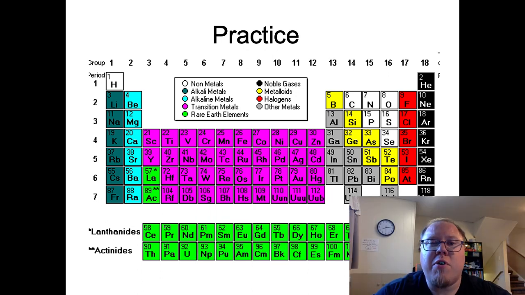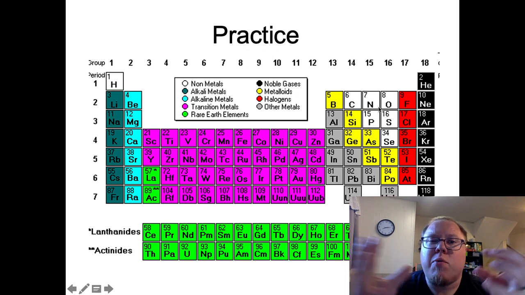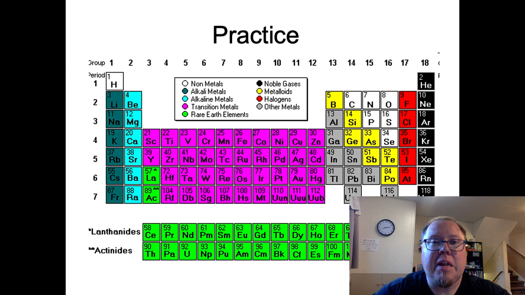Okay, out of sulfur and selenium, sulfur attracts electrons more because it has 3 energy levels, whereas selenium has 4 energy levels. So 3 energy levels means that the electrons would be closer to that nucleus, and so sulfur would attract electrons more than selenium would.